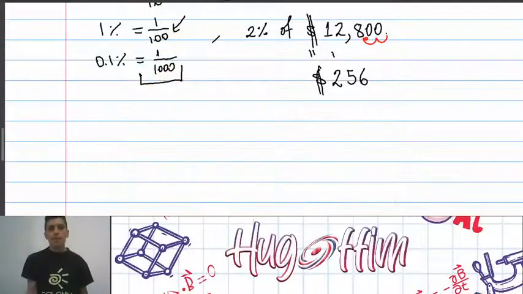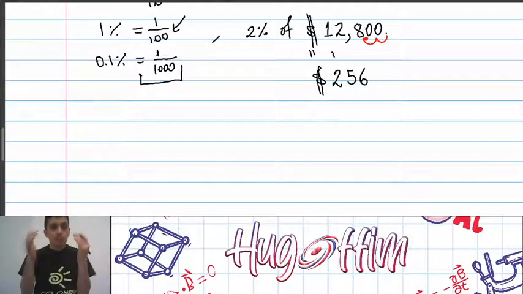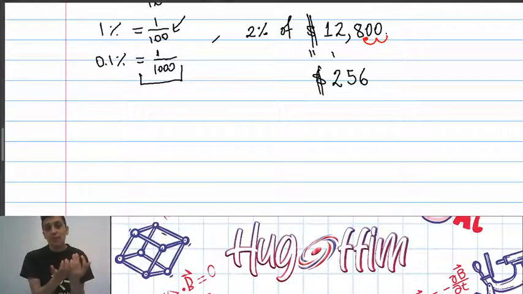Obviously, the idea is for you to do it mentally. I just told you everything, but the idea is for you to do it mentally. So 2% of 12,800 is just divide by 100, 128, multiply times 2, 256. That's the objective of doing mental math with percents.